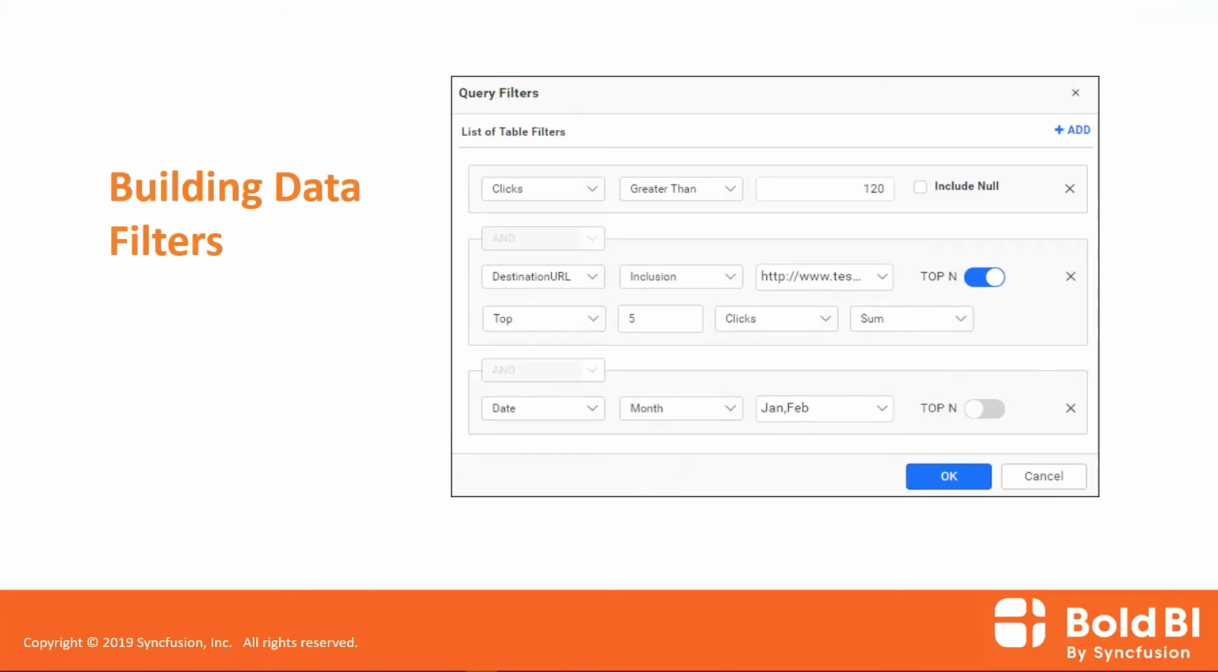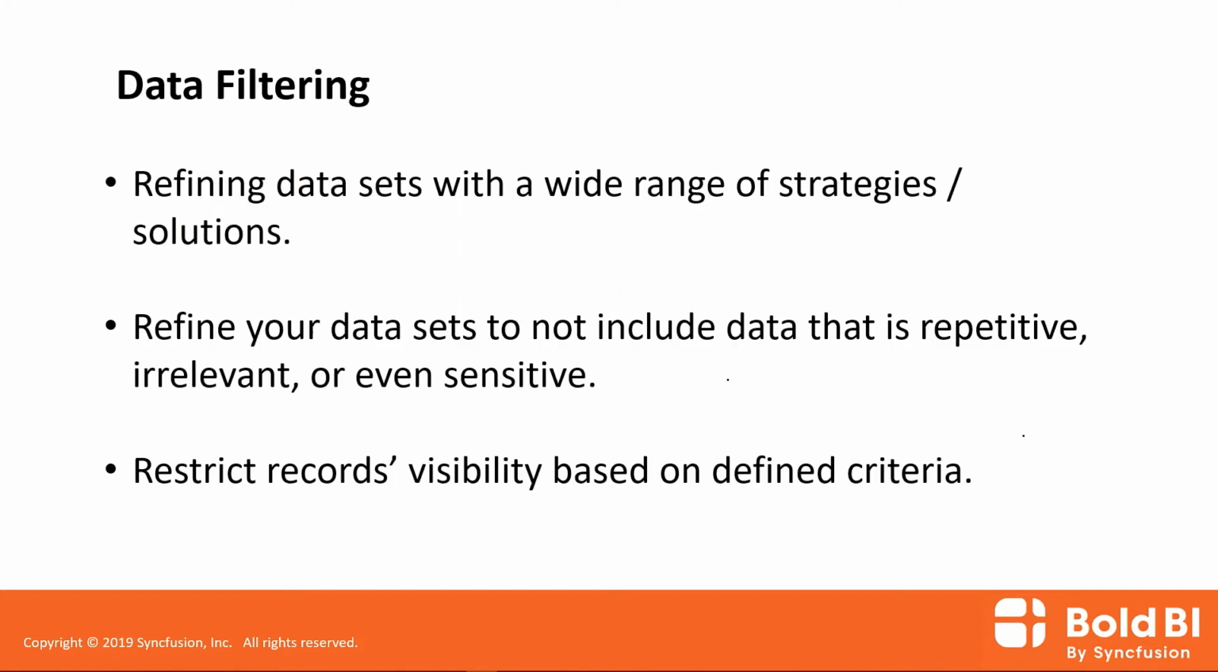Next, let's configure data filters in Bold BI. Data filtering is the process of refining datasets with a wide range of strategies or solutions. You can refine your datasets to not include data that is repetitive, irrelevant, or even sensitive. In short, with data filters, you can restrict records visibility based on defined criteria. The configuration can be done by adding or deleting filter conditions.